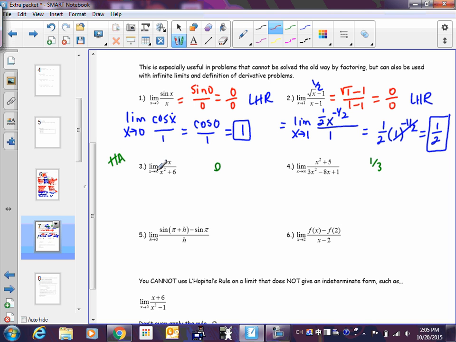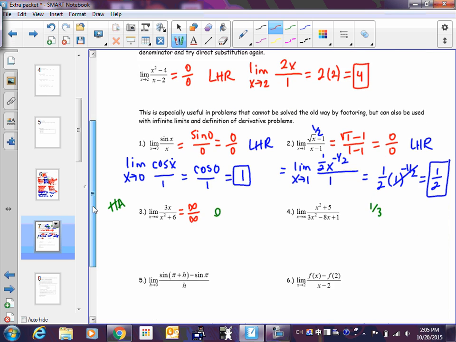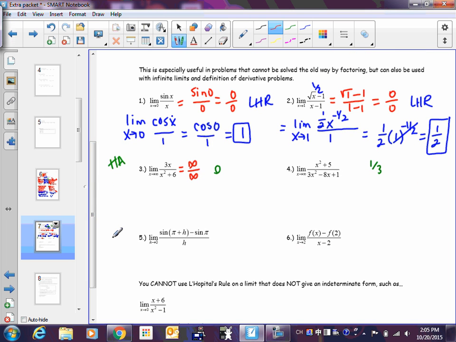So we plug in infinity, right? 3 times infinity is infinity. Infinity squared plus 6, that's also infinity. This was one of the indeterminate forms. It could be 0, it could be 1, it could be another number, it could be infinity, whatever. So we're going to apply L'Hopital's rule. So we're going to take the limit as x approaches infinity still. But this time when I write it, I'm going to take the derivative of the top and the derivative of the bottom. And I'm going to plug infinity in again.